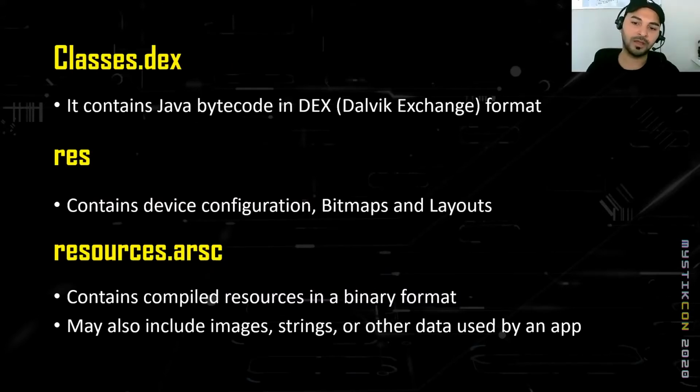The res folder, which you would see once you unzip the APK file, has all the device configurations, bitmaps, and layouts. Another component is the resources.arsc file. It has all the binaries of your compiled components, and also holds all the images, strings, and all other important things that your app would need when the app runs.